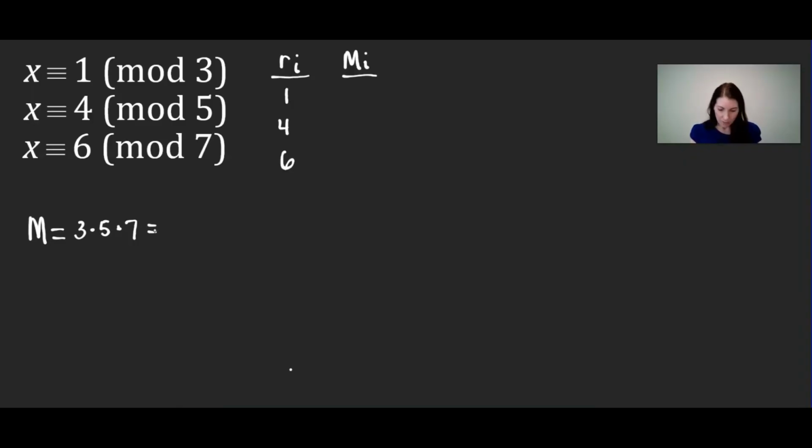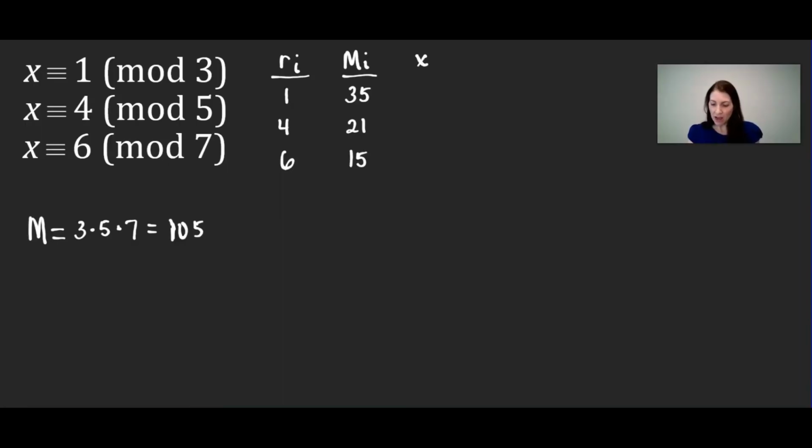And in our problem here, we're going to have 105. All right, so our first M1 is going to be the product of 5 and 7, or 35. For the next one, it's the product of 3 and 7, or 21. And the third one, the product of 3 and 5, which is 15.